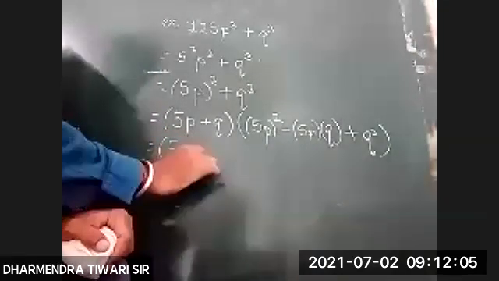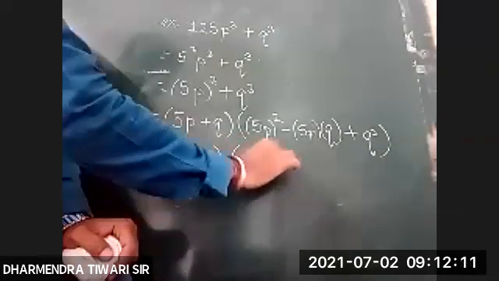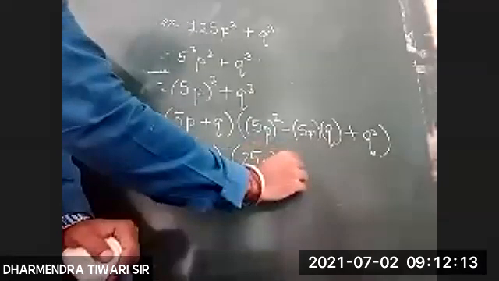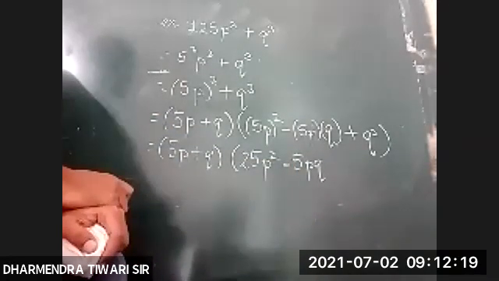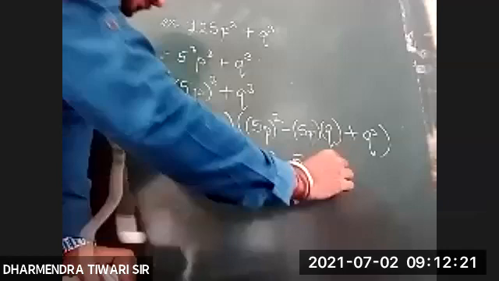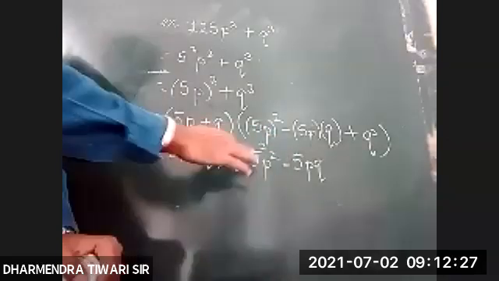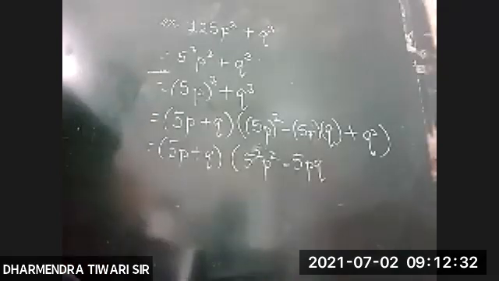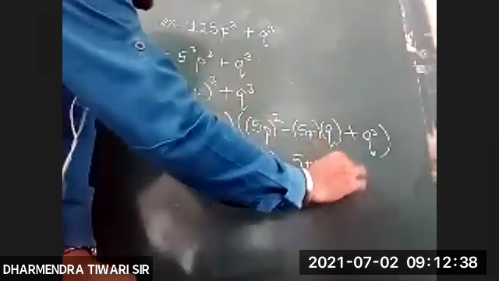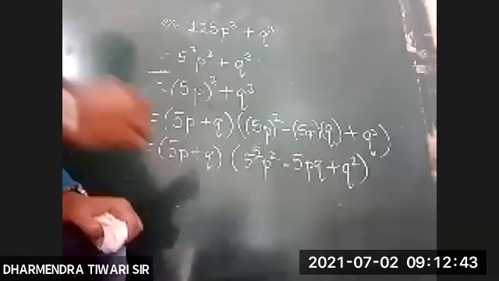This is 5p plus q into 25p square minus 5pq. If you don't get this step, then you can write 5 square p square, and after that you can write the square of the number. Even that step will do. This is nothing but you are extending one step. When you get the same answer, even this will do.